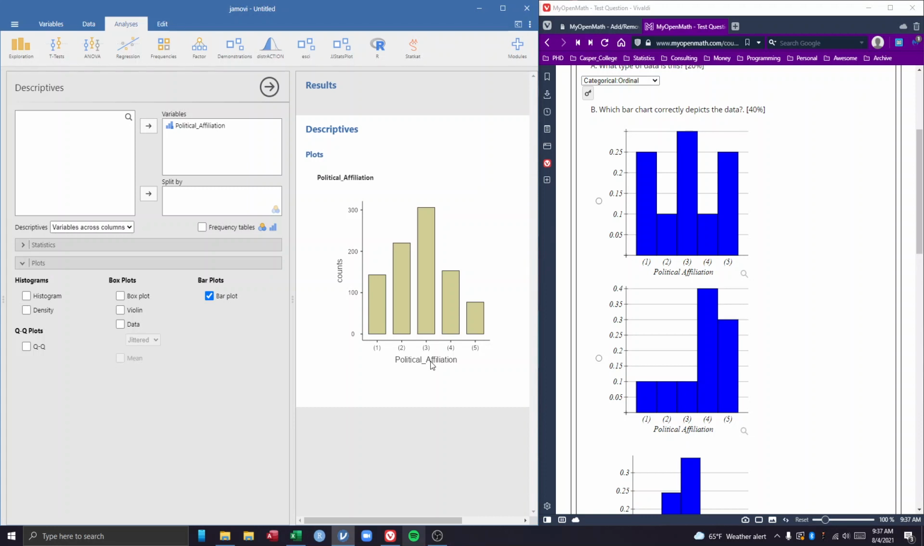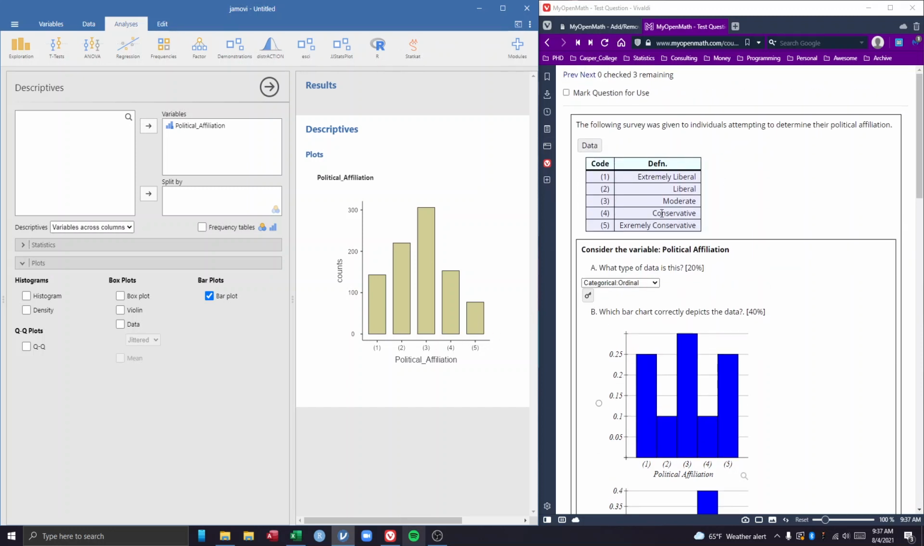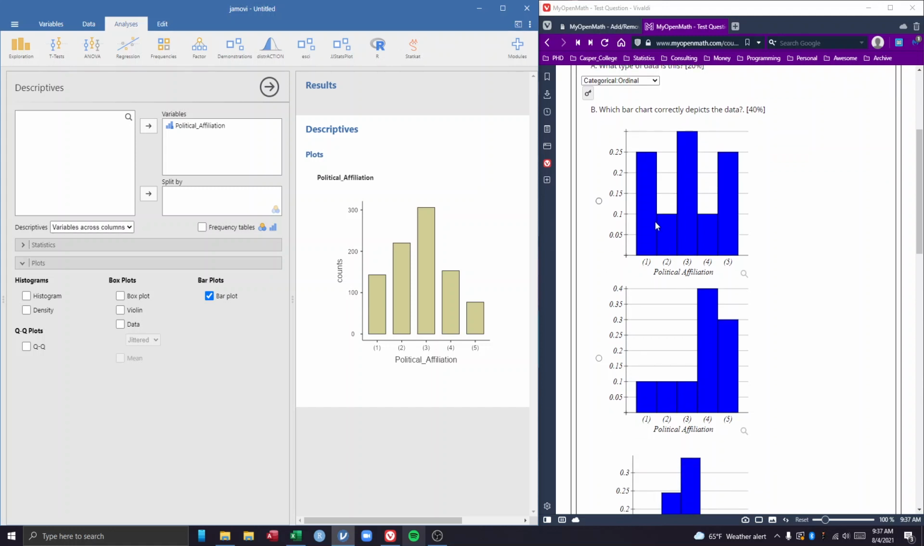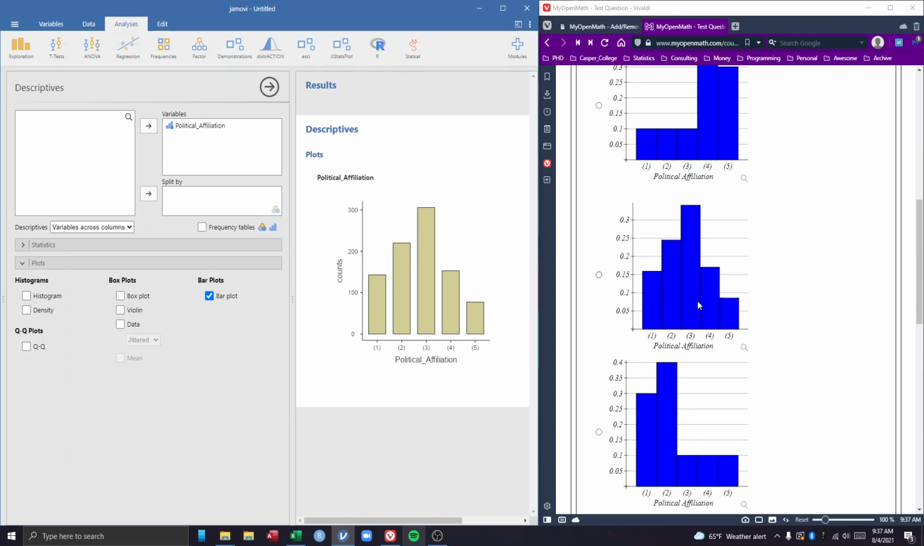And so we have political affiliation. So we have 1, 2, 3, 4, 5. This is from extremely liberal to extremely conservative, since we have our legend over here. And now we just need to figure out which of these ones match it. So not this guy, not this guy, not this guy, but this guy looks very good.